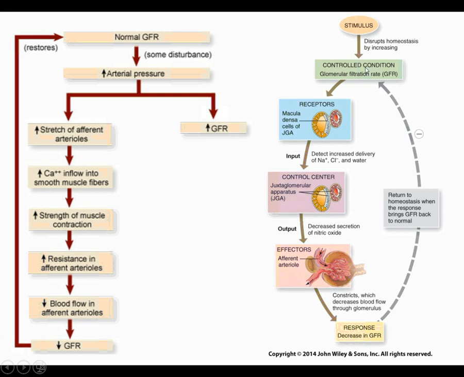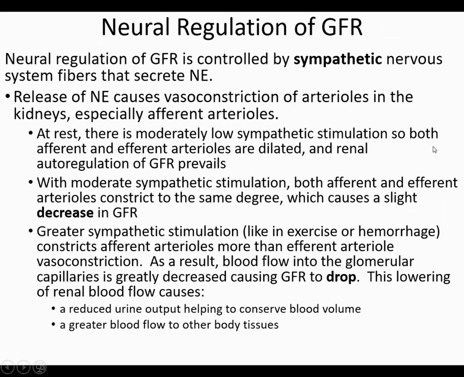Now, what type of feedback is this demonstrating? This also demonstrates negative feedback, and you can see that right there. Okay, so that's autoregulation. Let's look at neural. Neuroregulation is by way of the sympathetic nervous system fibers secreting norepinephrine. We've learned previously that when norepinephrine is released, it's going to cause vasoconstriction of arterioles in our kidneys, especially those afferent arterioles.